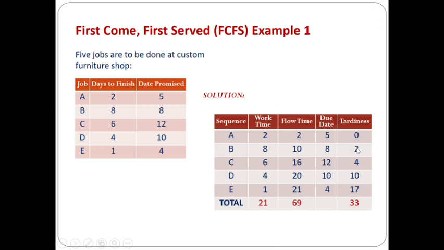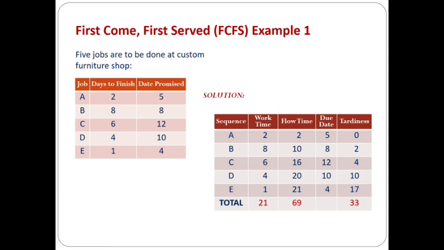Here it is 0. Here 10 minus 8, so it is 2 days lateness. The due date is 8 days, but job B will be completed only at the end of 10 days. The lateness will be 2. So it is 10 minus 8, 2. The same way we have to calculate for all others. That is 16 minus 12, which is 4. 20 minus 10, 10. 21 minus 4, 17. So the total tardiness or lateness will be 33.